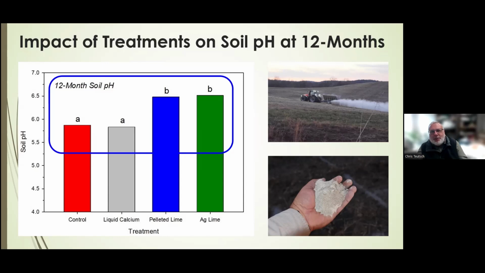Now, the difference between the pelleted limestone and the ag limestone: they're similar products, except the pelleted limestone is actually ag limestone that's been pelletized, and it costs a lot more than ag limestone. Your best buy for neutralizing soil acidity in pastures would be agricultural limestone.